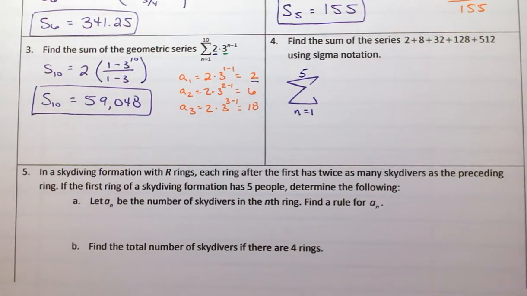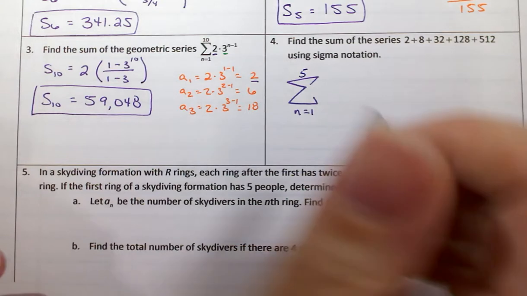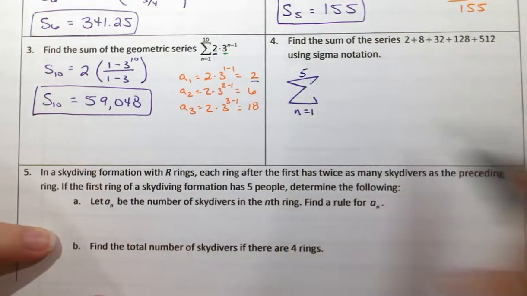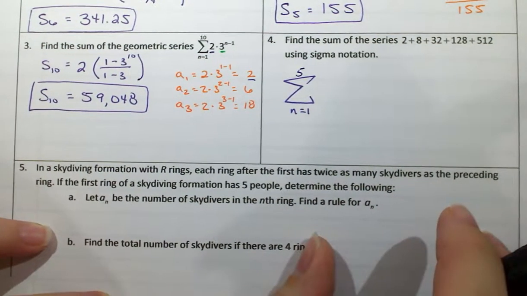Now, it doesn't matter what letter you use. You can use any letter you want. You can use x, you could use i, j. It doesn't matter, as long as you're using a letter. And then we have to come up with a formula. Now the formula is going to come from knowing the sequence.